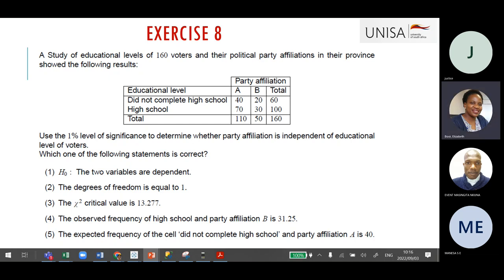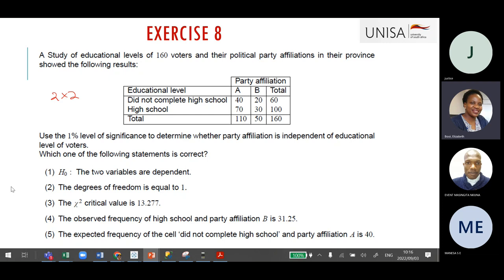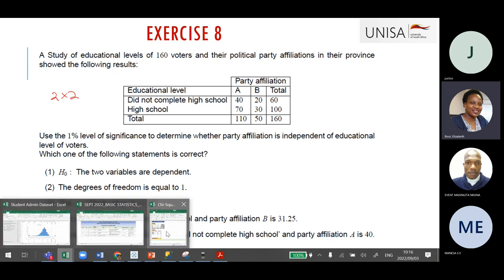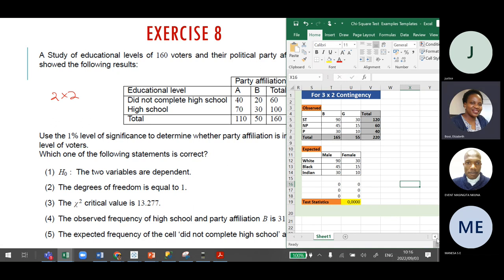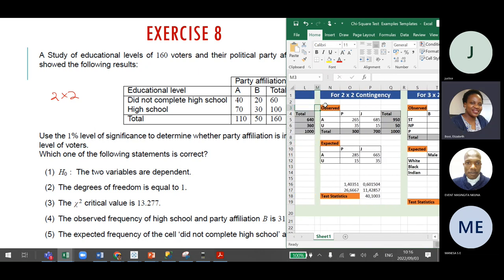Do you all have, did you download the contingency table? Yes, 2 of 2. It's a 2 by 2. So you just go to the 2 by 2 contingency table. Do you all have it? Because I also want to give you a chance to play around on the contingency table and see if you are able to use it.